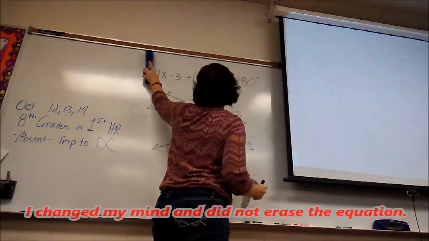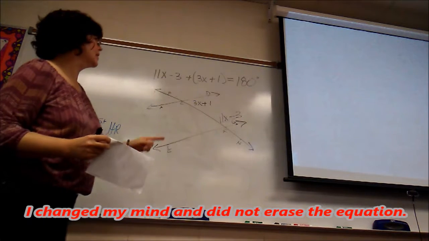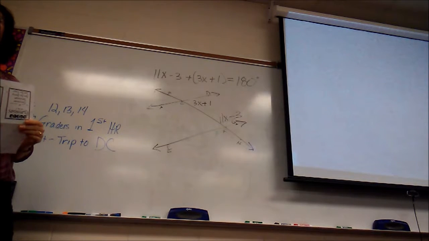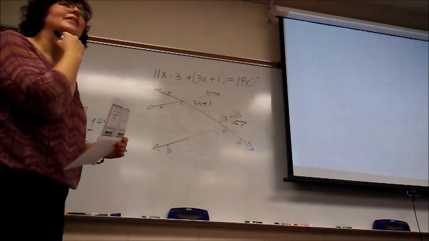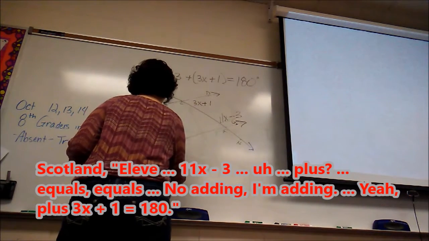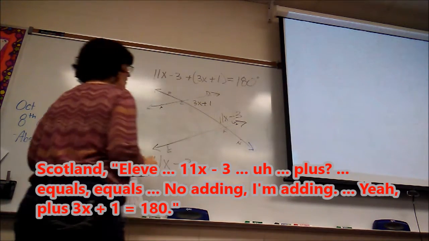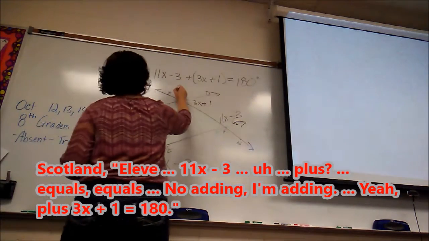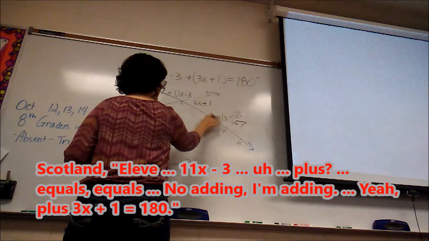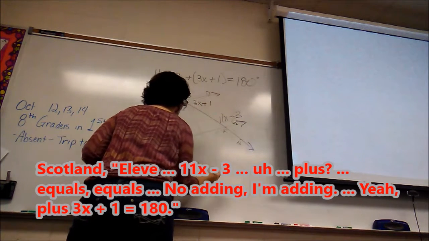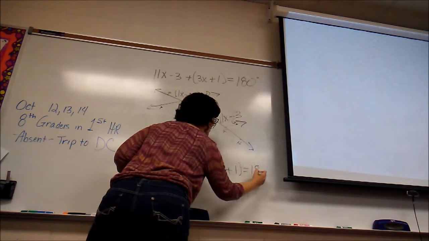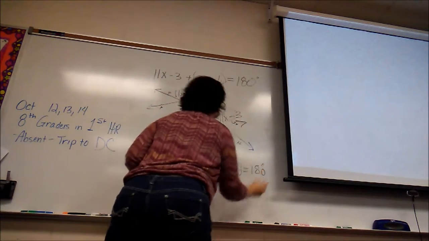Erase this. That was our first equation. How can I write that as an equation? What do you think? Scotland, what do you think? 11x minus 3 plus. Here, would it help if I put this back in here? Equals. No? No, adding. I'm adding. We're doing these two right here, okay? Plus 3x plus 1 equals 180. It's the same thing, isn't it?